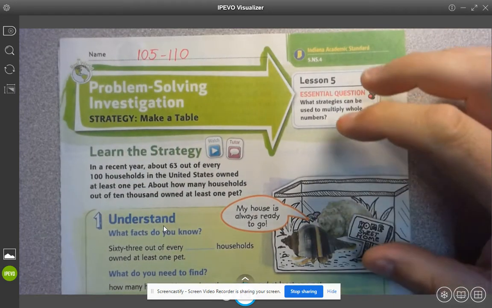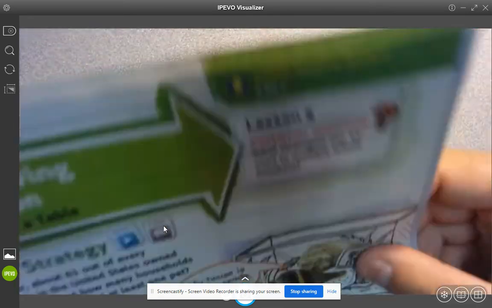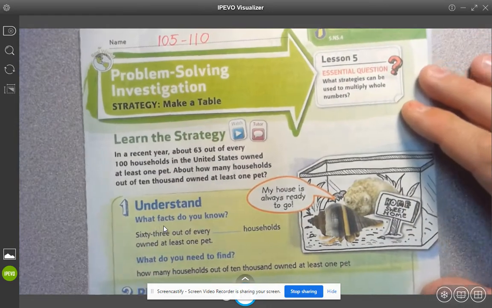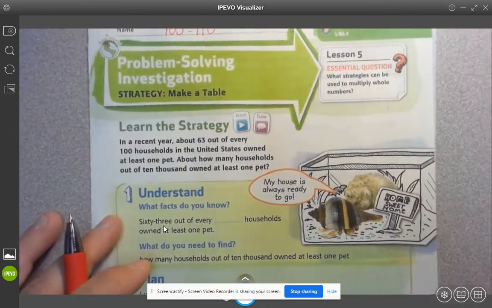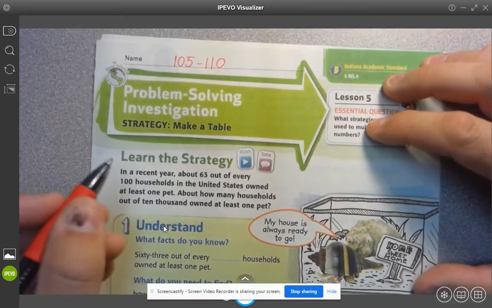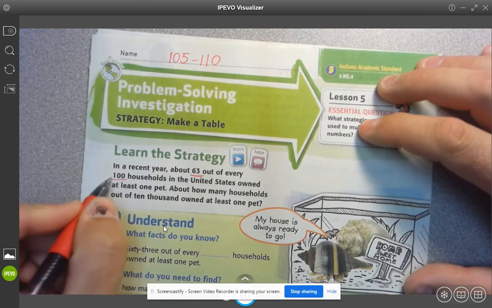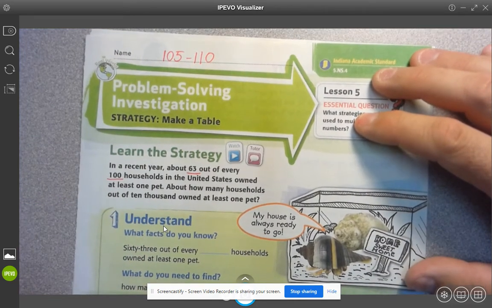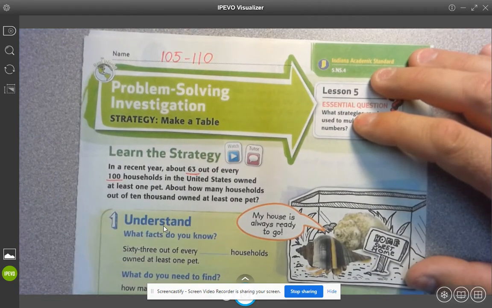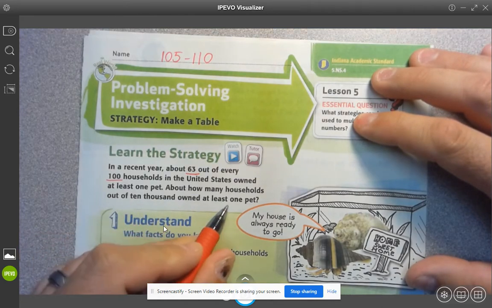Lesson 105 to 110 today is the problem solving lesson. So this one here is basically where we're going to take what we've learned throughout and apply it. Learn the strategy. In a recent year, about 63 out of every 100 households in the United States owned at least one pet. About how many households out of 10,000 owned at least one pet?